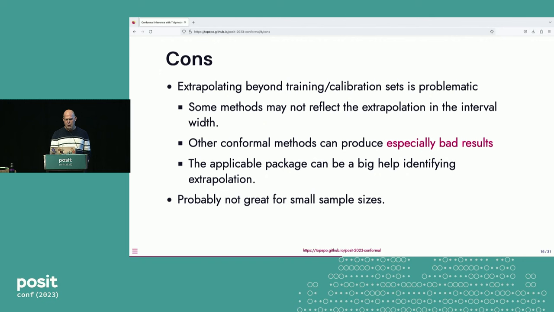Let's see, what else? If that's a problem, you might be saying to yourself, how am I going to know if I'm really extrapolating if I have a bunch of predictors? We do have something called the applicable package. It was generated by one of our interns, Marley, a couple of years ago. What that does is quantify how much I'm extrapolating from my training set. So you can use applicable to get a score that gives you a sense of how far out I am, or whether I'm in the middle of my training set. And they're probably not great for small sample sizes, for some definition of small. You can get probably intervals, but it's hard to say what their coverage would be.